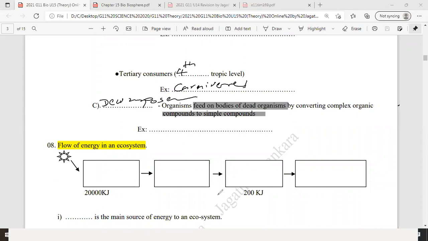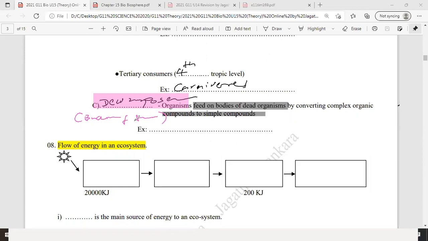That means bacteria and fungi. If you want to write here, decomposers are mainly bacteria and fungi, within brackets. Bacteria and fungi act as decomposers. Otherwise, dead bodies will remain as they are forever in nature. Decomposers are very important. The soil becomes fertile, and decayed leaves are decayed by the action of microorganisms. Therefore, decomposers get energy from the dead bodies of organisms. That's why we call some bacteria chemoautotrophic.